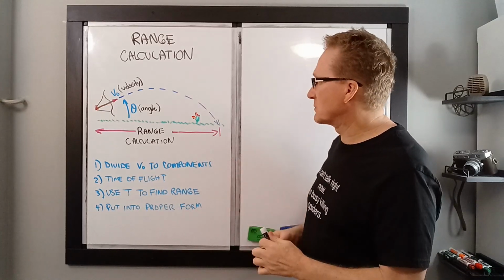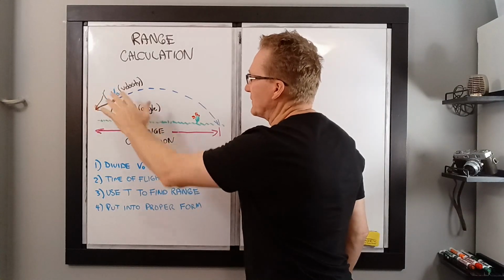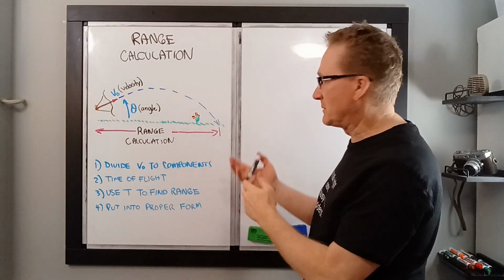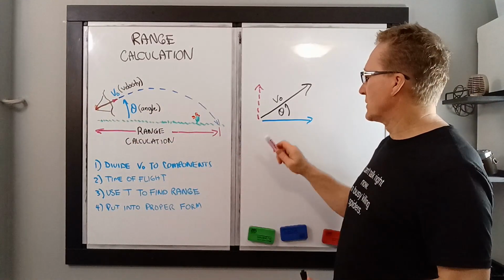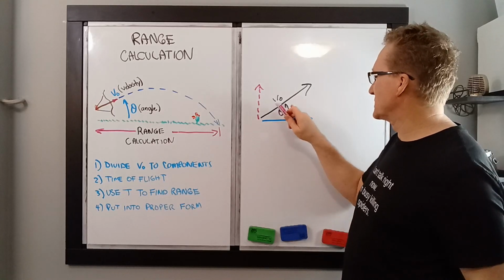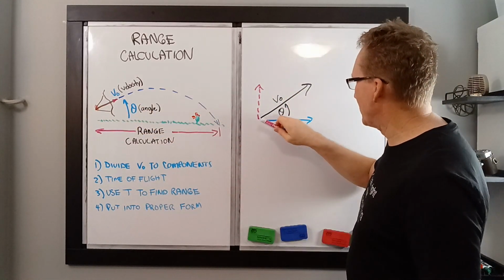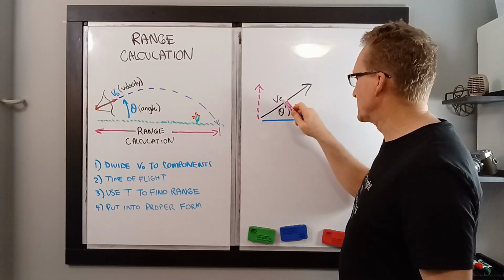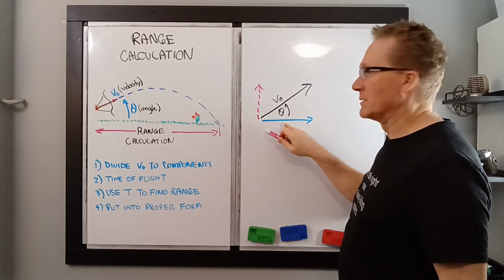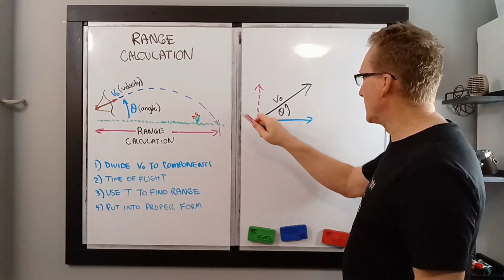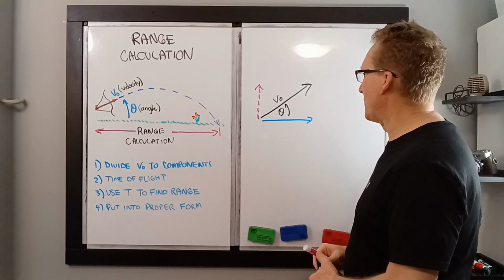So let's just take a look at this. We're going to start off by dividing this velocity into components. Let me just draw this up for you again. So here I have divided up your initial velocity into some components. The black one here represents the initial velocity at whatever angle you shoot it at, whether it's a small angle or a big angle. And then the blue here represents the x component, and the pink represents the y component.